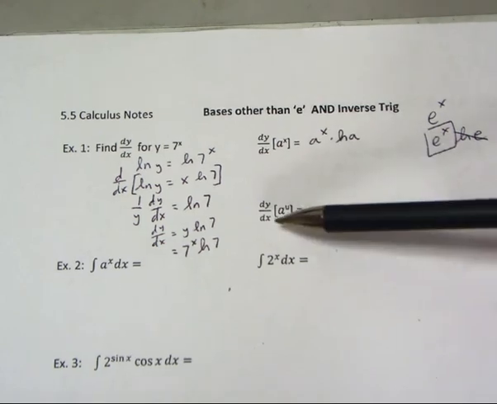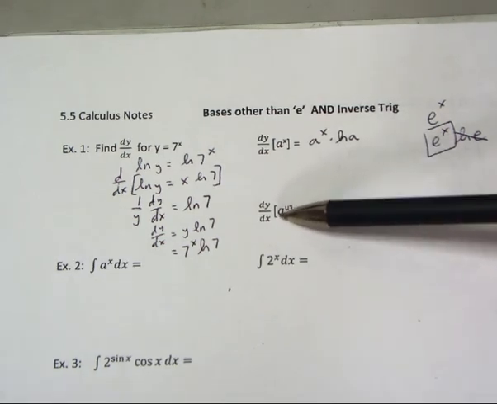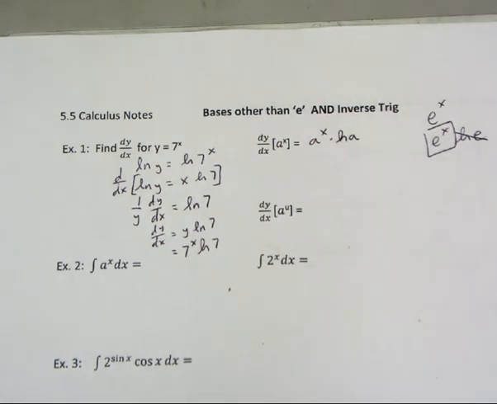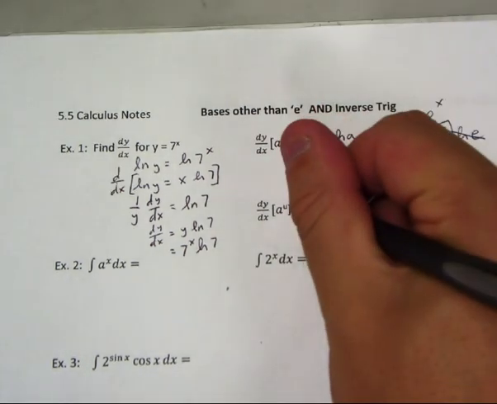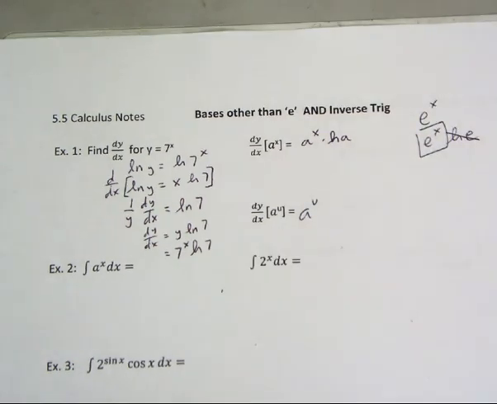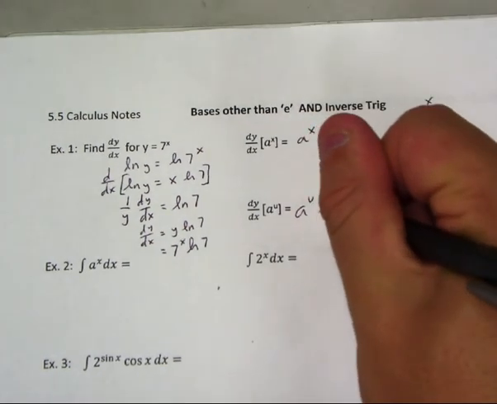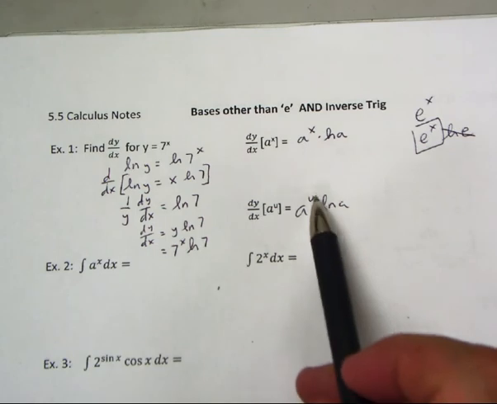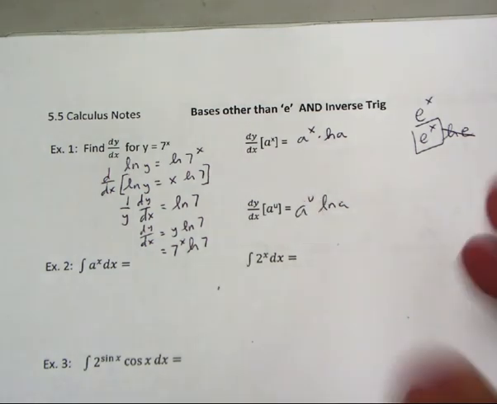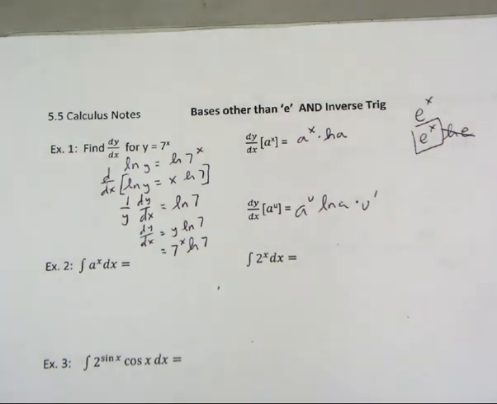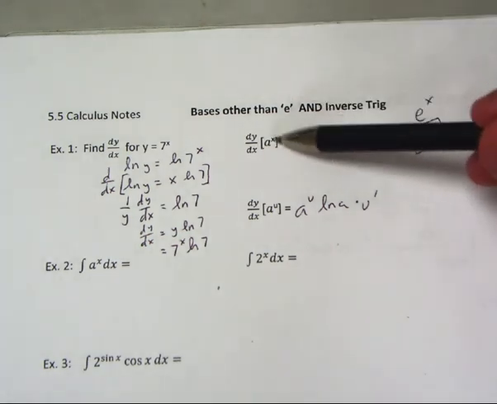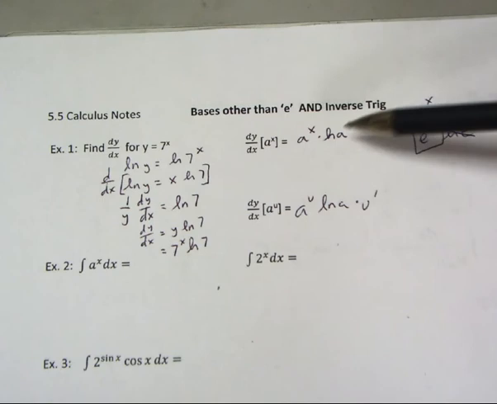We can also differentiate if a, or that constant, is being raised to some function of x. We just have to do chain rule. So the derivative of a to the u is a to the u times natural log of a, same rule. But then we would have to multiply by the derivative of that exponent, chain rule, so times u prime. So that's how we differentiate bases other than e. It's just the same as the original function times natural log of the base.